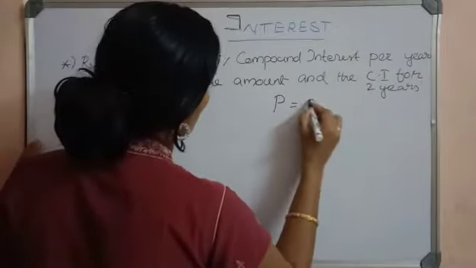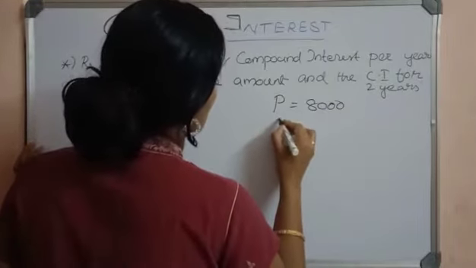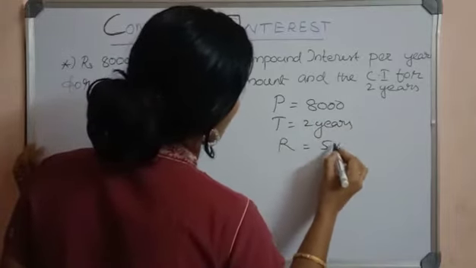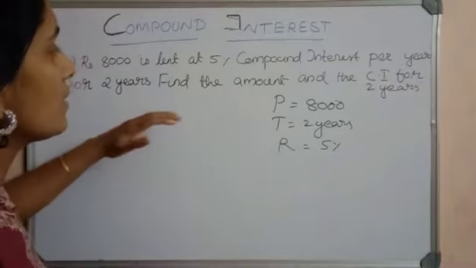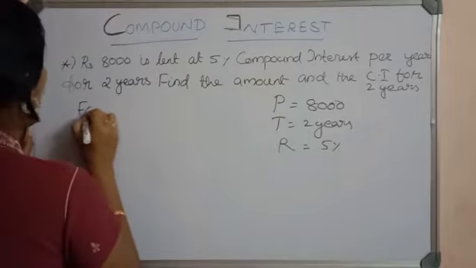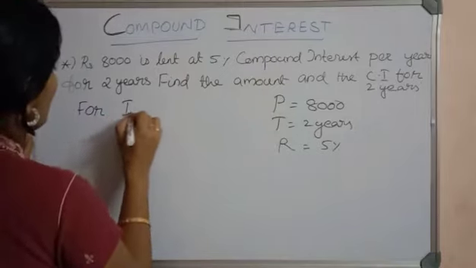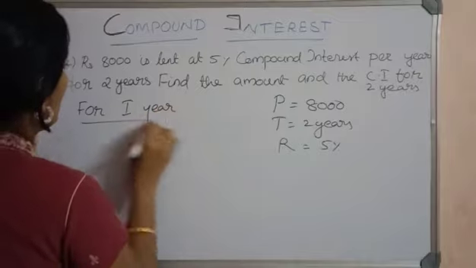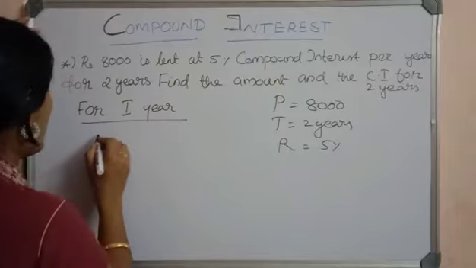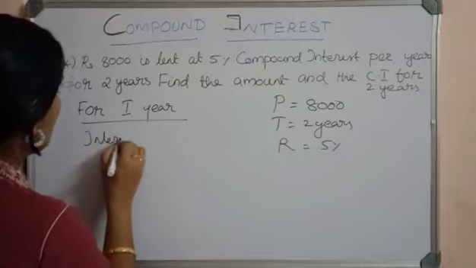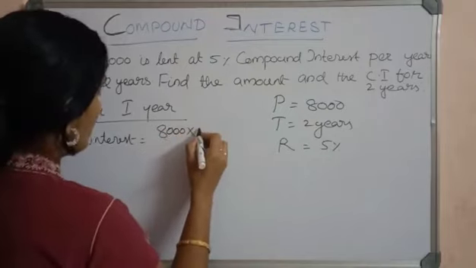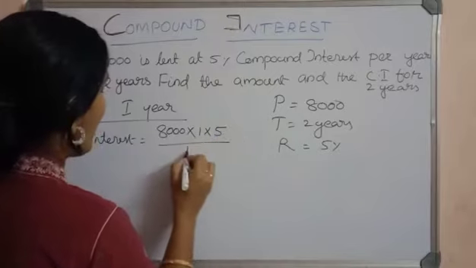First, P is equal to 8,000, T is equal to 2 years, and R is equal to 5%. Now let's find the interest for the first year. So first we have to find the compound interest for the first year. The formula is the same to find the interest, that is PTR by 100. Interest is equal to PTR by 100, 8,000 into 1 into 5 by 100.